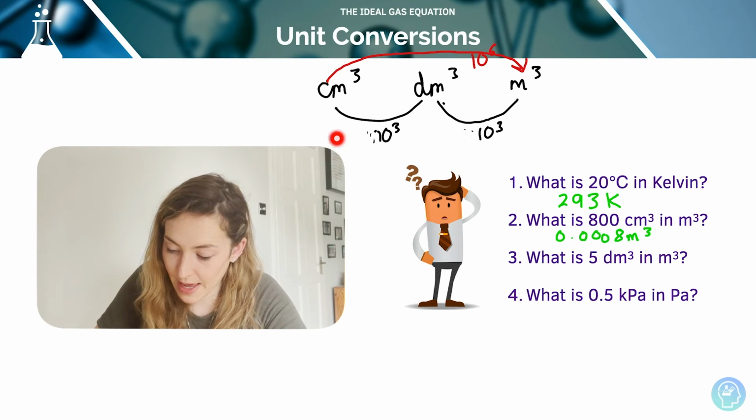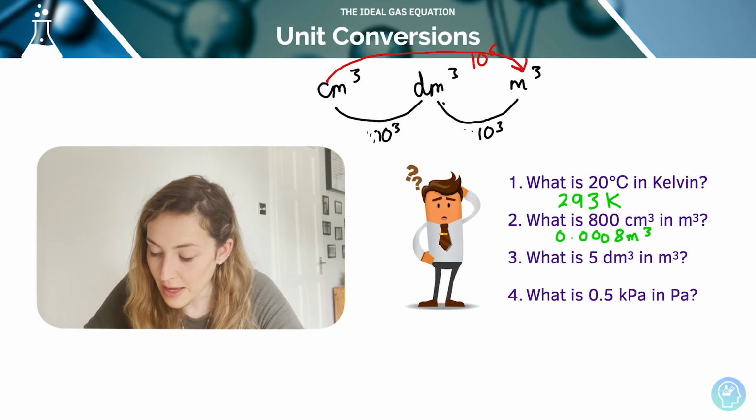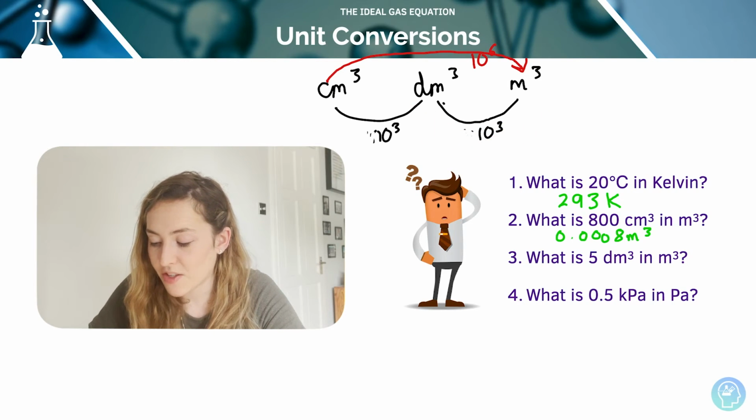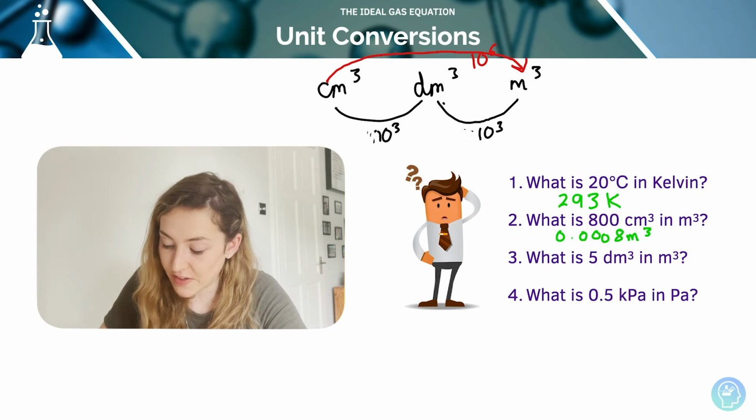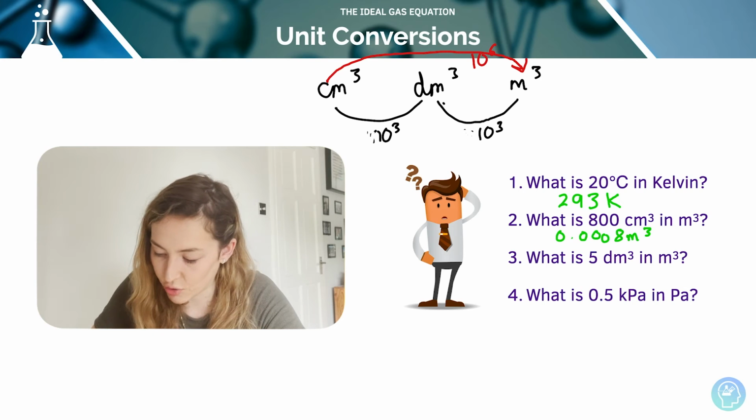Wow. What is 5 decimeters cubed in meters cubed? So I'm jumping back up to here. I'm going from decimeters cubed to meters cubed, so it's going to be 10 to the 3. Decimeters cubed is a smaller volume, so we're going to divide it. So 5 divided by 1,000 or 10 to the 3.